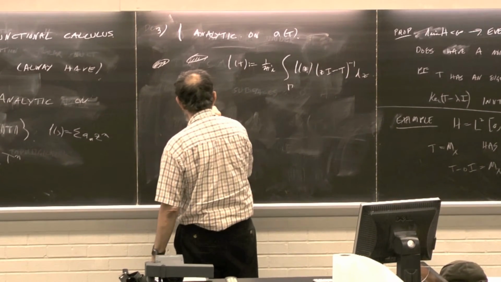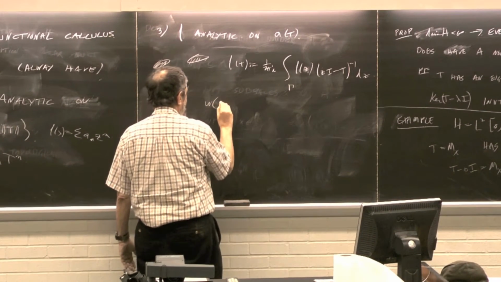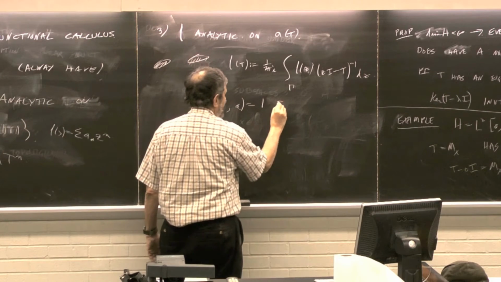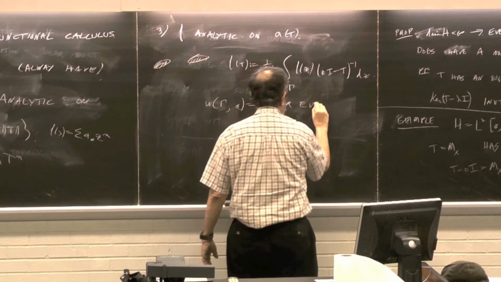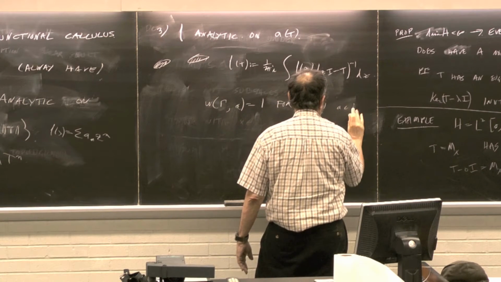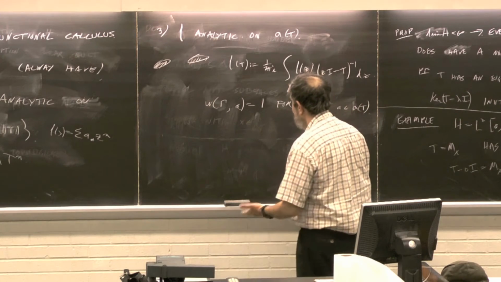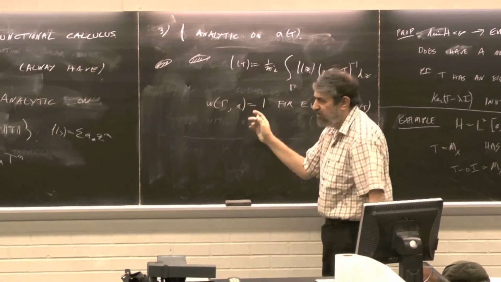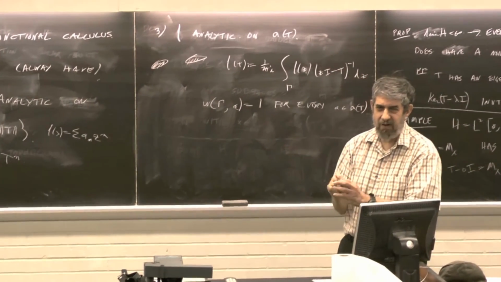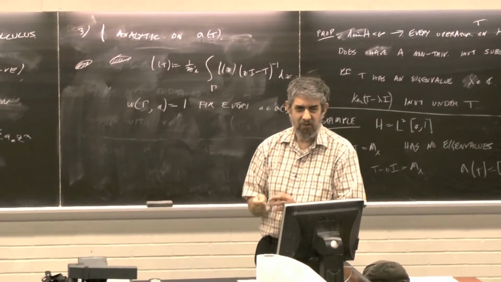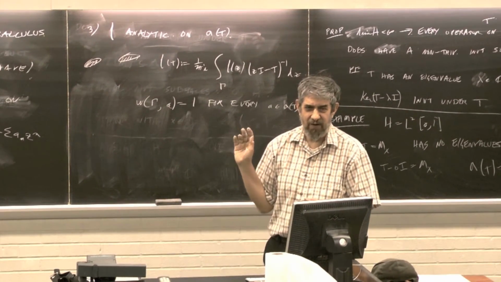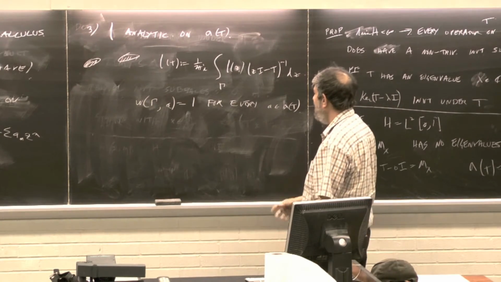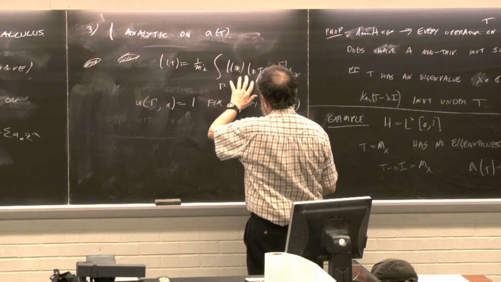So gamma has the property that the winding number of gamma about A is equal to 1 for every A in the spectrum. All right, so this is something that you can do given any compact set in the plane, or a neighborhood of a compact set in the plane. It might not just be one contour, it might be a union of contours, right? But you can find one with winding number 1 about every point. Okay, and we can just define f of T this way. And that's a good definition.